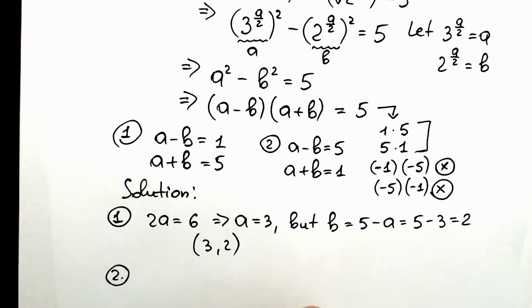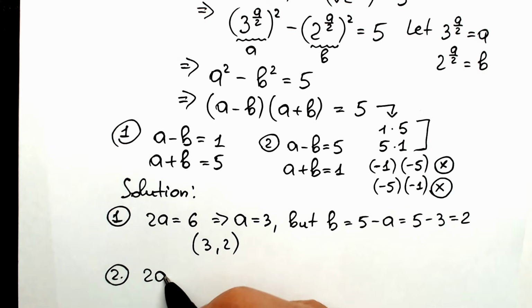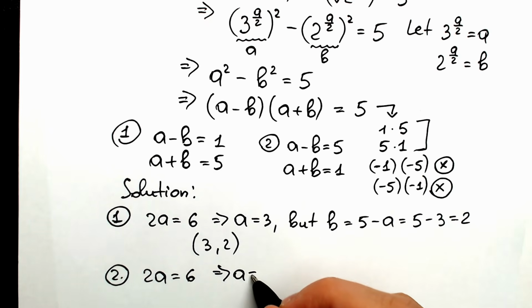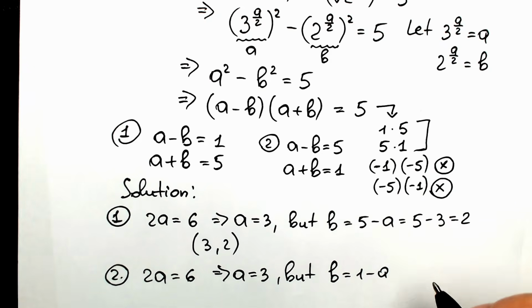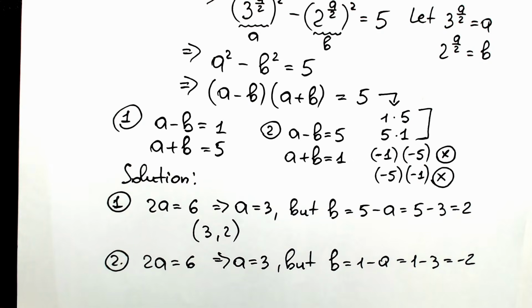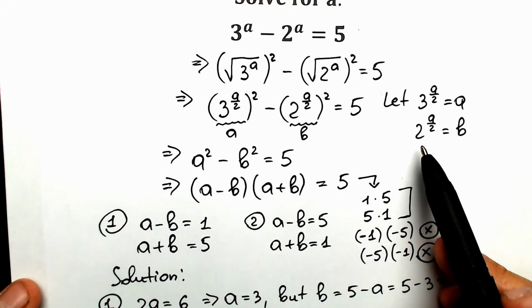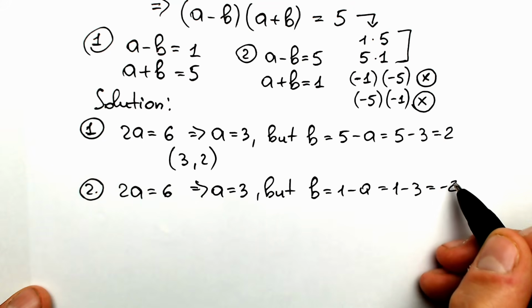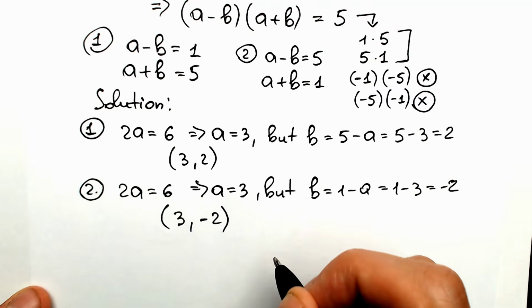And the second pair is from this system. So 2a equal to 6, the same beginning, and a equal to 3, of course. But b is equal to 1 minus a, so in this case we have 1 minus 3 equal to minus 2. But as I said before, we are not interested in negative values, because 2 to the power a over 2 equal to b, but 2 to the power a over 2 is not equal to minus 2. So that's why we reject this branch. Of course, a is great, but if you're talking about b, minus 2 is not good for us.